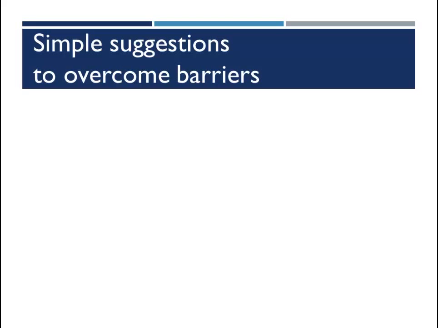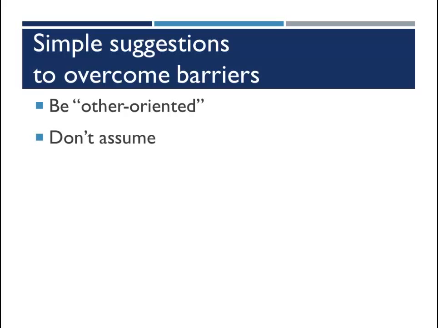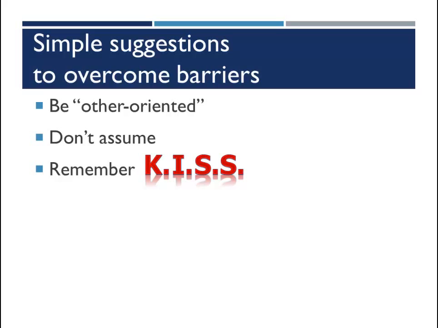How can we overcome some of these language barriers? Well, here are just a few brief tips, many of which are plain common sense, which, as we know, is not always so common. First, be other-oriented. We tend to be egocentric. We don't think about the other person when we're choosing our words. Secondly, try not to assume. Clarify, repeat, paraphrase, both for your benefit and the benefit of others. Remember the KISS strategy. Keep it short and simple.